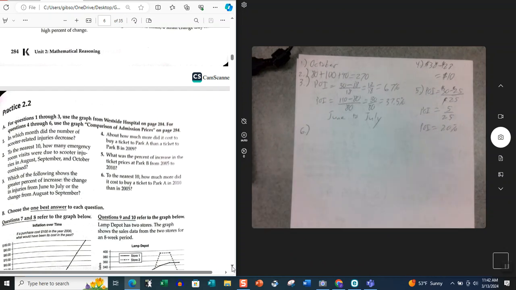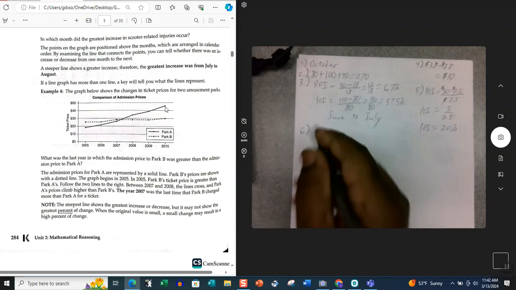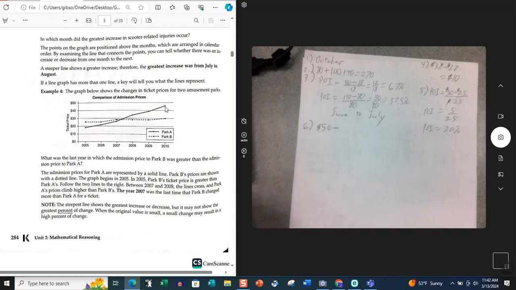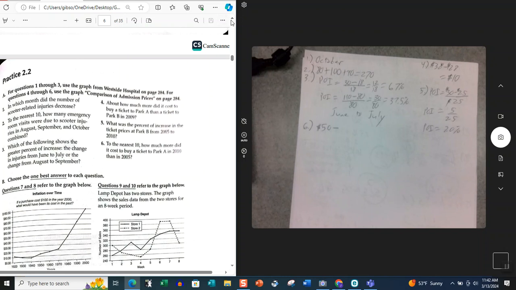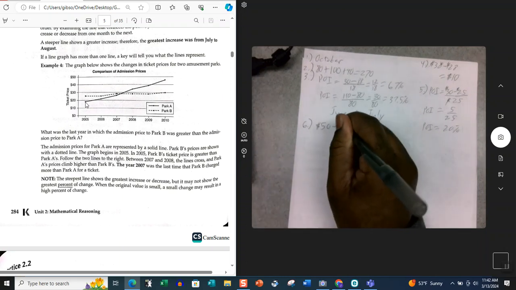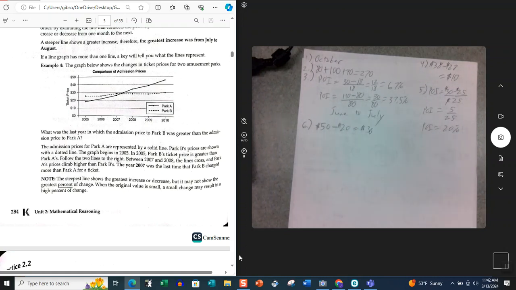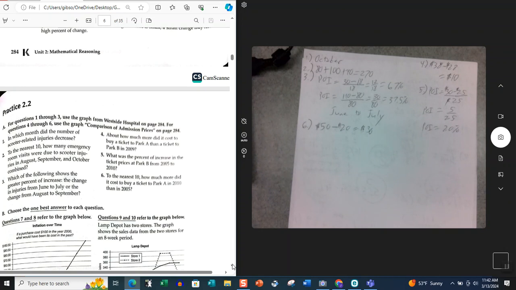Now it says here, to the nearest 10, how much more did it cost to buy a ticket to Park A in 2010 than in 2005? So we go here to 2010 with Park A. Park A looks to be close to 50, so we'll do 50. Now we go to Park A in 2005. Park A, we'll say that's roughly about $20. So 50 minus 20, it'll be about $30. Yeah, about a $30 increase, which is quite a bit.